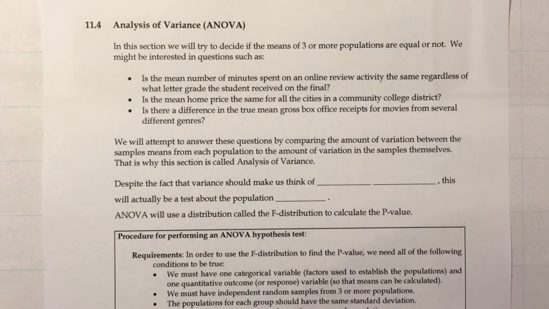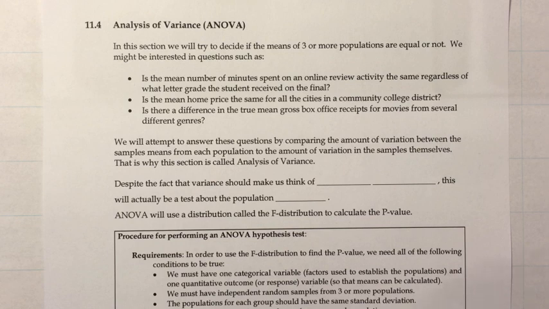Section 11.4, Analysis of Variance, also known as ANOVA. In this section, we'll try to decide if the means of 3 or more populations are equal or not. And we might be interested in questions such as, is the mean number of minutes spent on an online review activity the same, regardless of what letter grade the student received on the final?